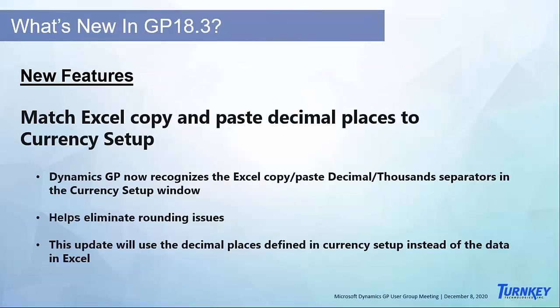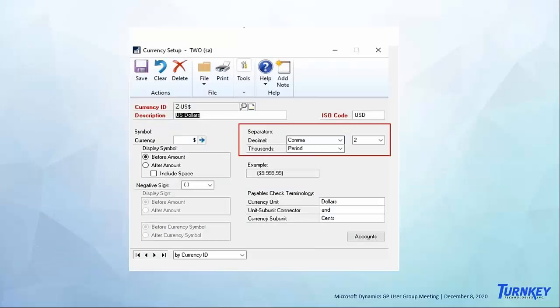Okay, for those of you who like to use the Excel copy and paste functionality in GP, you'll be happy to know that you can now do this without running into problems when different currencies use different separators. So in earlier versions of GP, the Excel copy-paste function ignored the decimal and thousands separators in the currency setup. But with this new feature, GP now recognizes the Excel copy-paste decimal and thousands separators in the currency window. For example, if you wanted to specify a period as a decimal separator for the U.S. currency and a comma as the decimal separator for a different currency, you would now be able to do that.